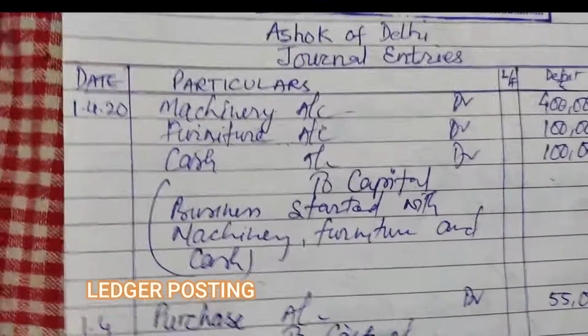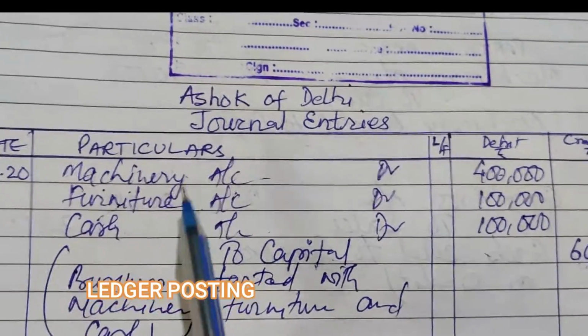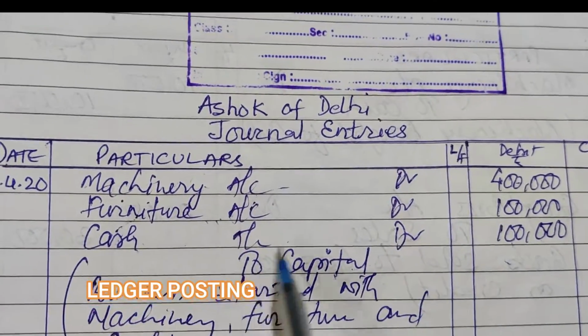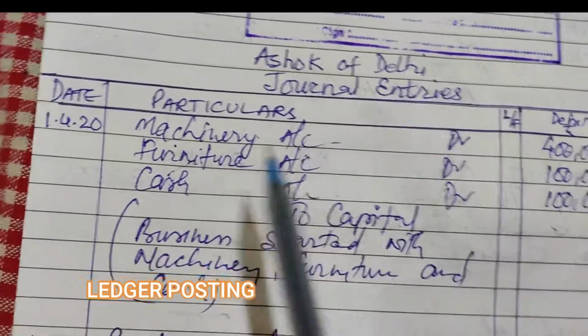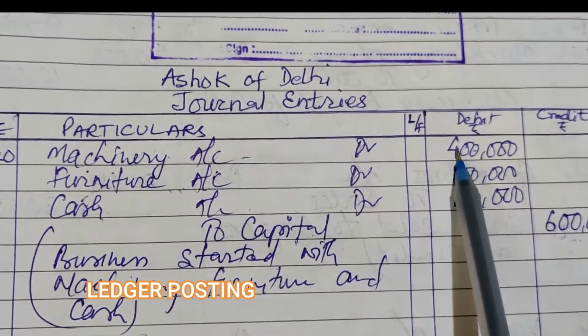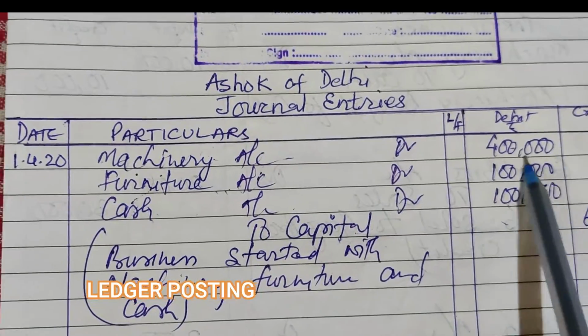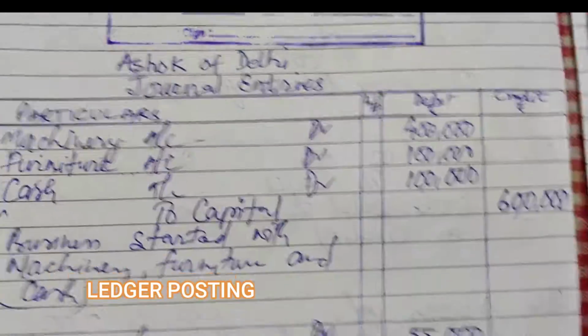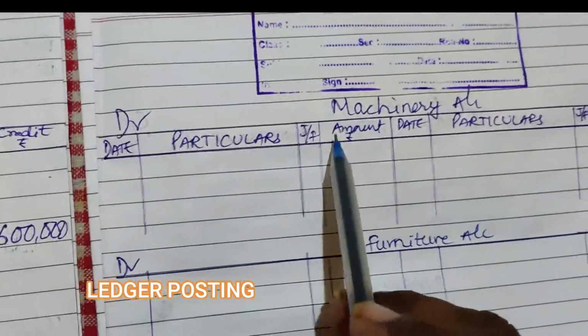So what is the first journal entry? Machinery account debited, furniture account debited. First, let's prepare the machinery account. Machinery account is debited. How much? Machinery account is debited 4 lakh, on 1st April. So let's go to the machinery account.